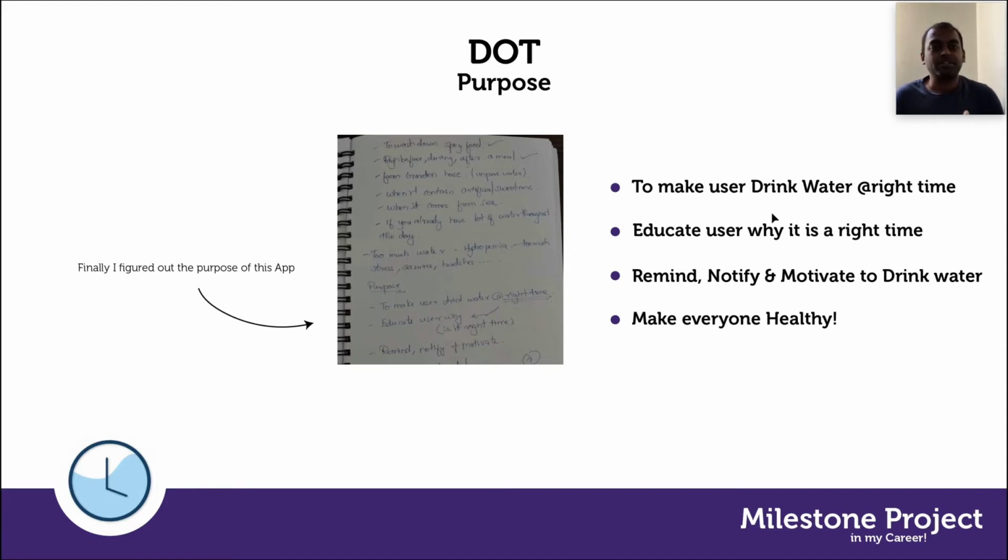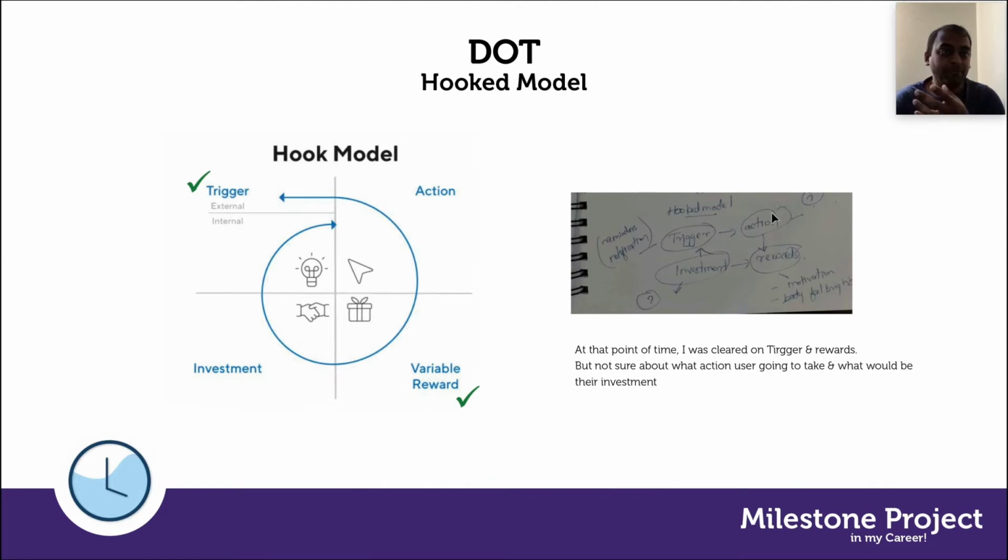This purpose is what I decided at the start. Once I understood what our app is and what our USP is, after initial research with different blogs and consultation with doctors, I came to understand the purpose. And then, as I told you, I read this book called Hooked. The Hook model is very common in the UI UX industry.